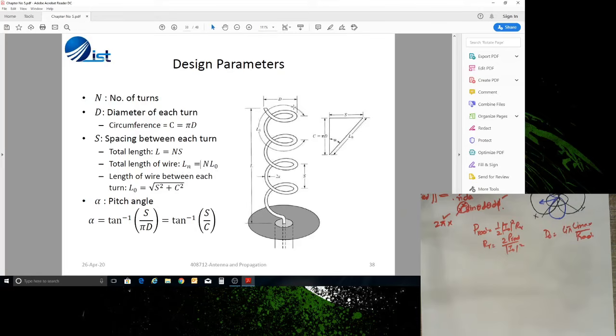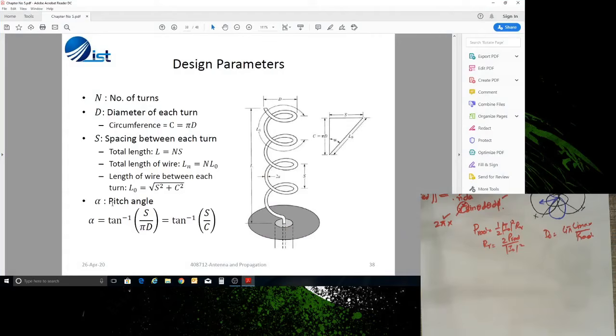L naught जो है ये एक लूप के अंदर, ये जो एक पूरे टर्न है इसके अंदर जितनी वायर यूज हो रही है इसको हम L नॉट कहते हैं। We will see how we can find this L naught as well. तो एक लूप के अंदर अगर L नॉट वायर यूज हो रही है तो N नंबर ऑफ टर्न्स में कितनी वायर यूज हो रही होगी? It will be N L नॉट। और जो ये L नॉट है you can find this L naught using the circumference of each turn and the spacing between each turn. So it's square root of S square plus C square. So this is the L naught.